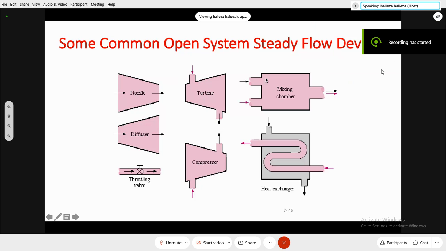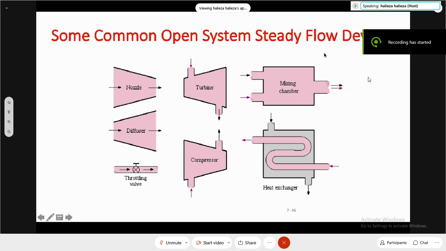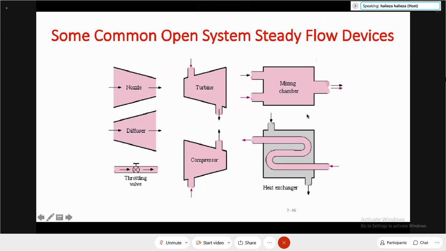So we have looked at mixing chamber. That's where you mix two liquids or two gases. And we have done that. There's one question in your assignment that involves mixing chamber. Okay, that's mixing chamber. Let me try to write something on it.